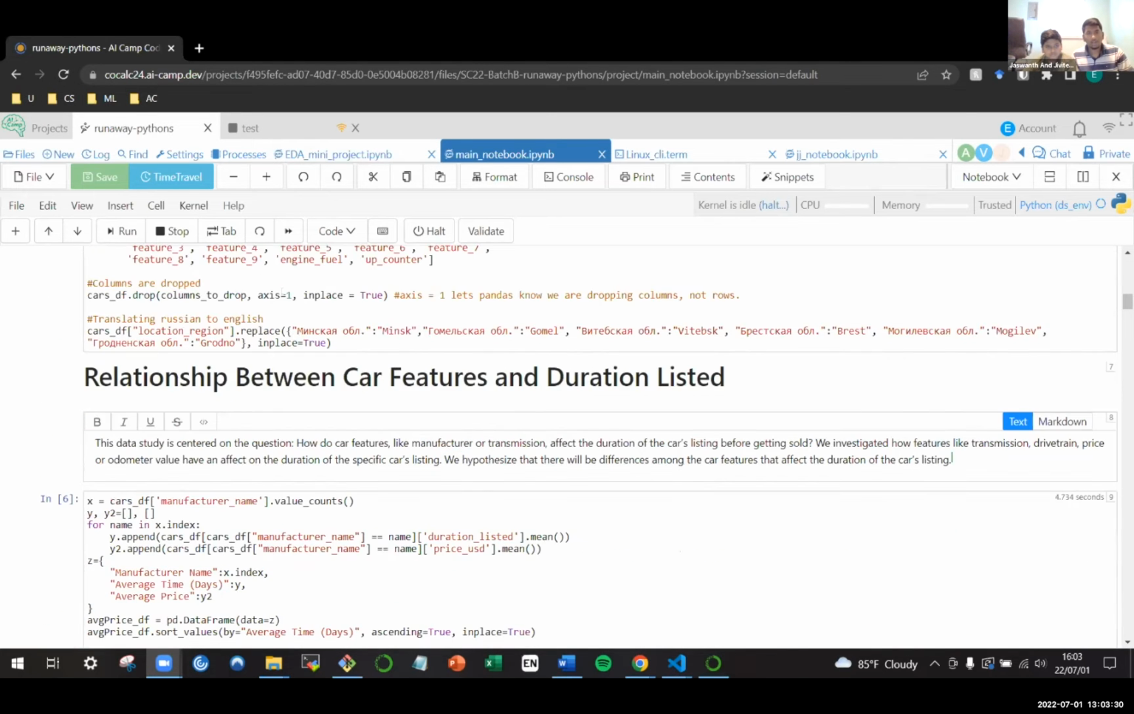The relationship between car features and duration listed. This data study is centered on the question, how do car features like manufacturer or transmission affect the duration of the car's listing before getting sold? We investigated how features like transmission, drivetrain, or price or odometer value have an effect on the duration of the specific car's listing. We hypothesized that there will be difference among the car's features that affect the duration of car's listing.